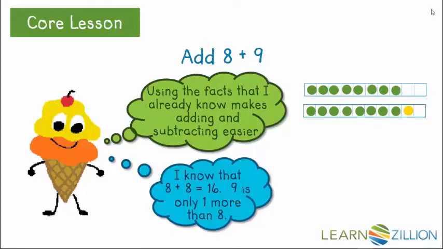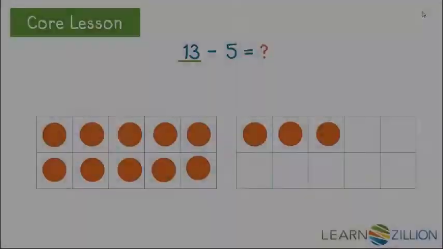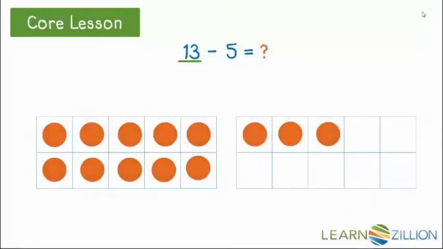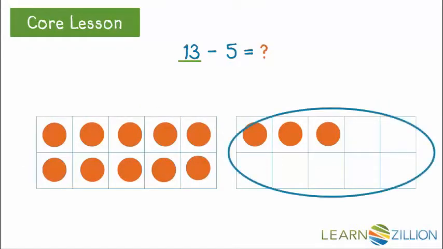If students know that 8 plus 8 equals 16, 9 is only one more than 8. So, 8 plus 8 plus 1 more is the same as 16 plus 1 equals 17. Therefore, 8 plus 9 equals 17. The make a 10 strategy can also be used with subtraction. Students can think about the teen number. 13 is made of 10 and 3 ones.